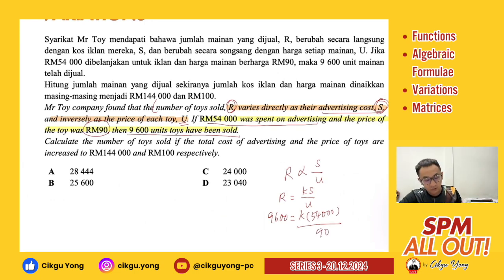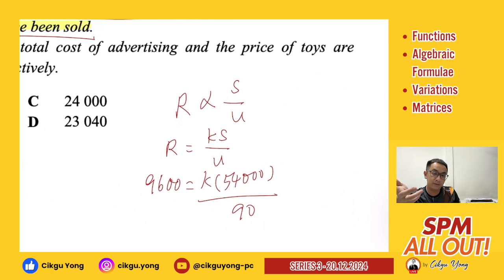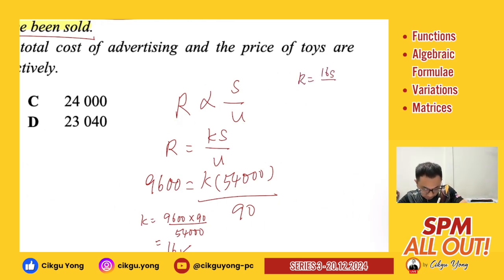Okay, do it step by step, don't be worried about that. Then find your K. So from here to find your K, you have 9600 multiplied by 90 over 54000. Then get your answer done. Okay, 9600 multiplied by 90 divided by 54,000. You get 16. So R equals 16S over U. Settle. This is your equation.